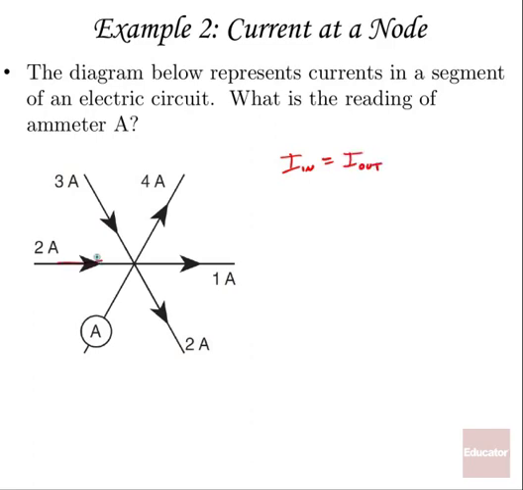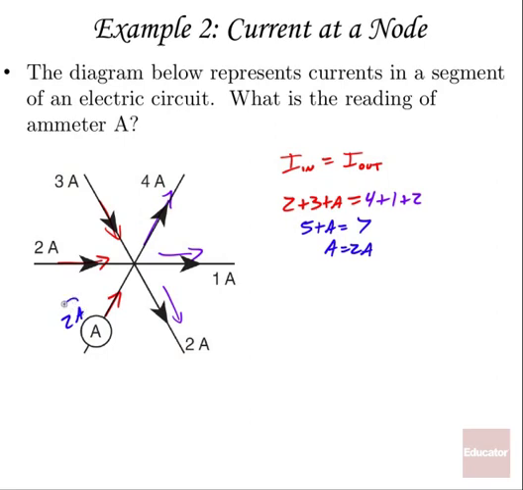So coming in, we have 2 amps, we have 3 amps. So in, we have 2 plus 3. And let's just assume for now that we'll call that current coming in, so plus A. And if we get a negative, we know it's going the opposite direction. That must equal the current leaving. And the current leaving, well, here we've got our 4 amps, we've got 1 amp, and we've got 2 amps. So when I put this all together, 5 plus A equals 7. Therefore, A must equal 2 amps. And yes, it is going in. So our ammeter would read 2 amps.